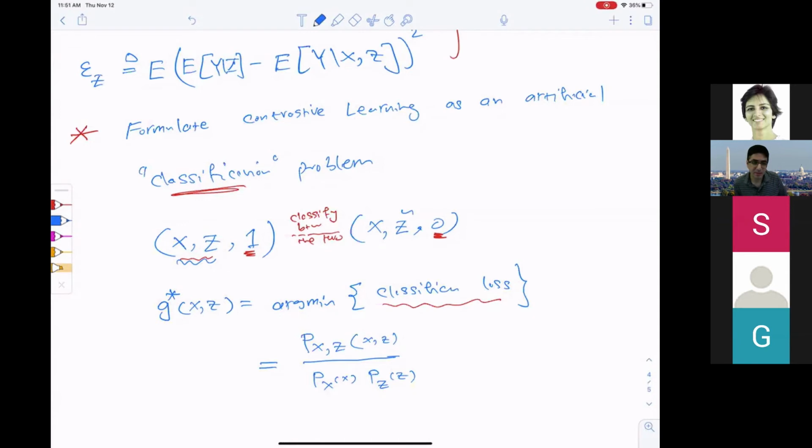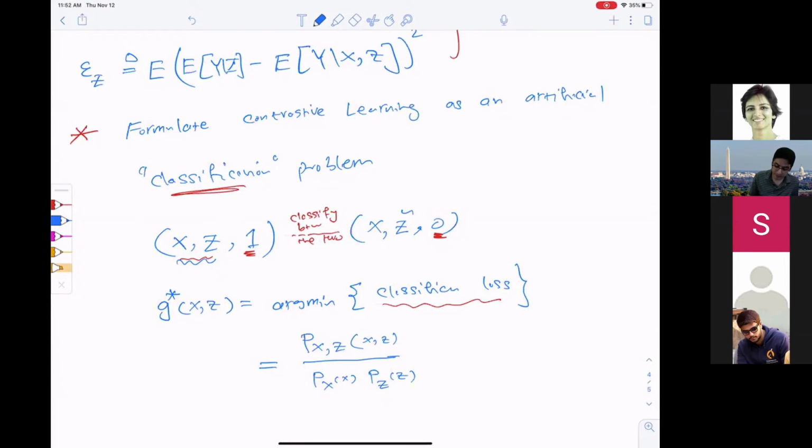G of X, Z is 1 if X and Z are independent, yet they have redundant information. If X and Z come from two views of the same sample, they have redundant information. Otherwise, they're independent. And I want to discriminate between the two, so for one case G assigns 0, the other case assigns 1. Professor, you're trying to discriminate between two different views of the same class?